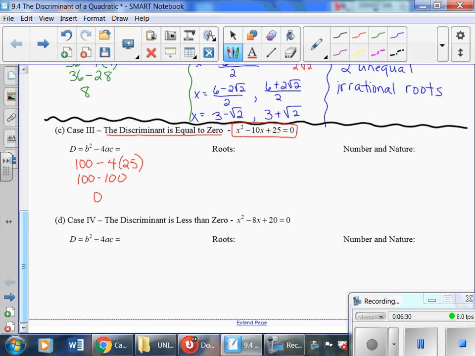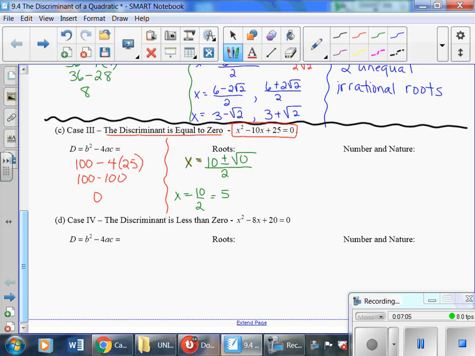So what effect is that going to have on our roots? We're going to have x equals, I should change my color, sorry about that. So we have x equals the opposite of b, which is positive 10, plus or minus the square root of our discriminant, which is 0, divided by 2 times 1, which is 2. So we are basically going to get x is equal to 10 minus 0 over 2, right? And 10 plus 0 over 2, which is simply 10 over 2, which is equal to 5.